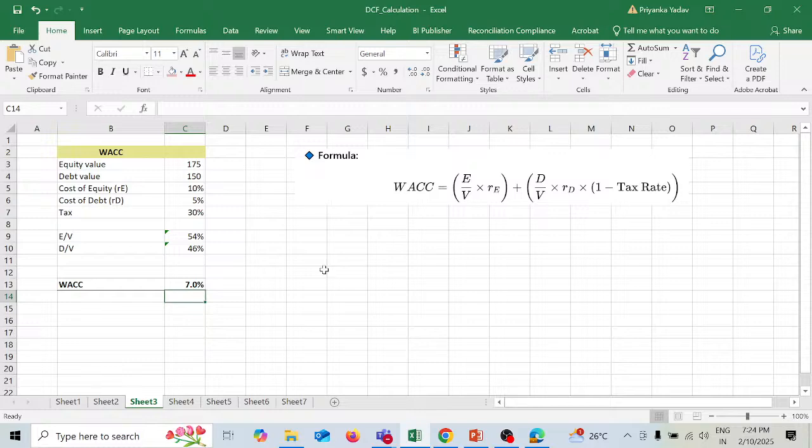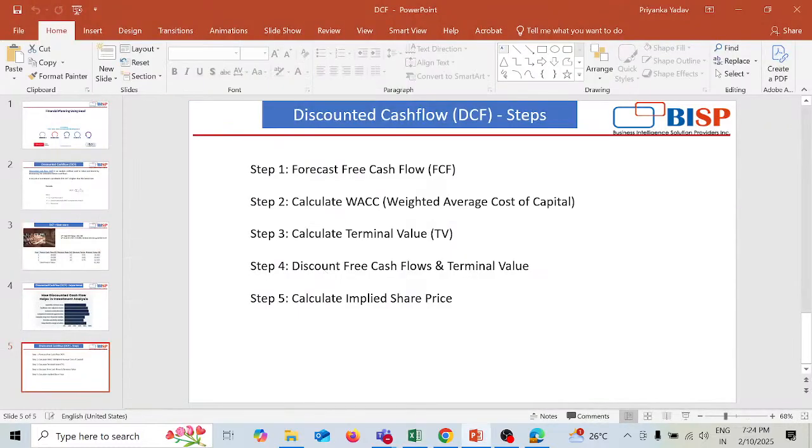Now next, let's see what is there. We have calculated free cash flow and we have calculated WACC. Now we have to calculate the terminal value.